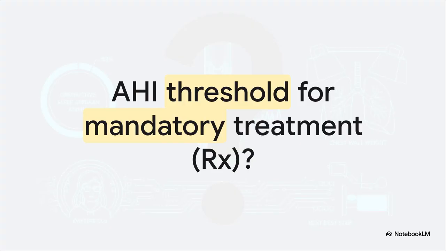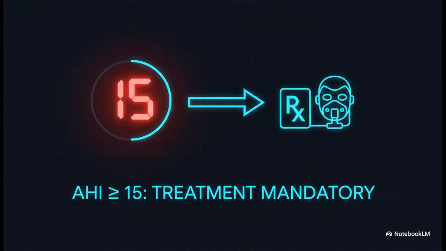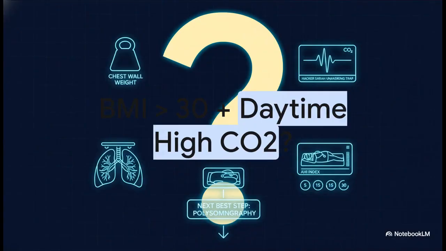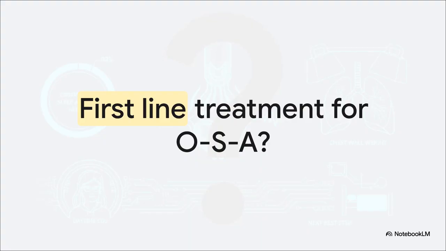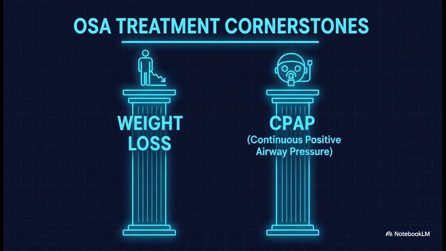What's that magic number on the AHI? The one where treatment becomes totally non-negotiable. 15 or higher. You see that, you treat. Simple as that. Okay, remember our first trap. The patient is obese, and their CO2 is high even when they're wide awake. That is Obesity Hypoventilation Syndrome. Don't fall for the Pickwickian trap. For our most common scenario, just straightforward obstructive sleep apnea, what are the absolute cornerstone treatments? Weight loss and CPAP. Lifestyle modification and mechanical support, that's the foundation.